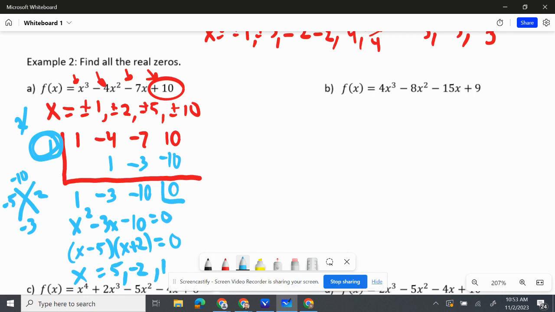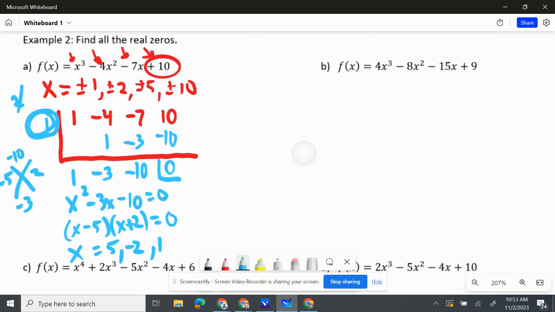Okay, let's look at the next one. So letter B. First thing that we're going to do is state all of our possibles. So we have x equals plus or minus 1, plus or minus 3, plus or minus 9. Those are all the factors divided by 1. Now we're going to do all the factors divided by 2. So plus or minus a half, plus or minus 3 halves, plus or minus 9 halves.